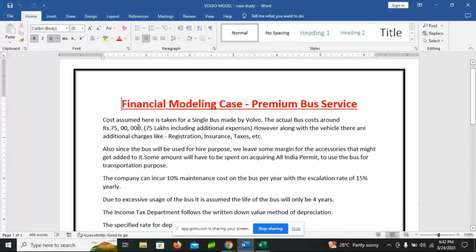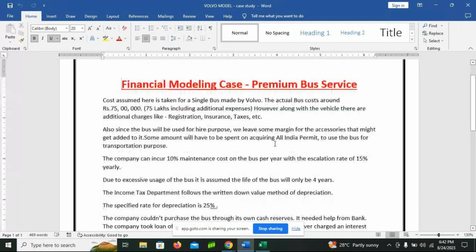The cost assumed here is taken for a single bus made by Volvo. The actual bus costs around 75 lakhs, including additional expenses. That is okay. However, along with the vehicle, there are additional charges like registration, insurance, taxes, etc. Also, since the bus will be used for higher purpose, we leave some margin for the accessory.